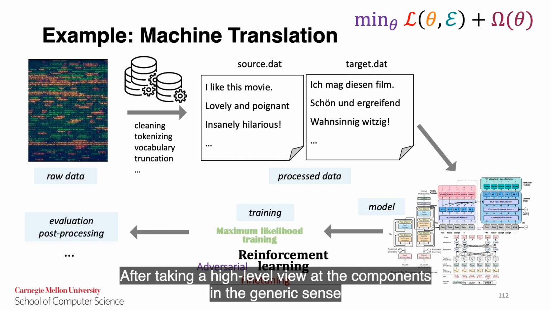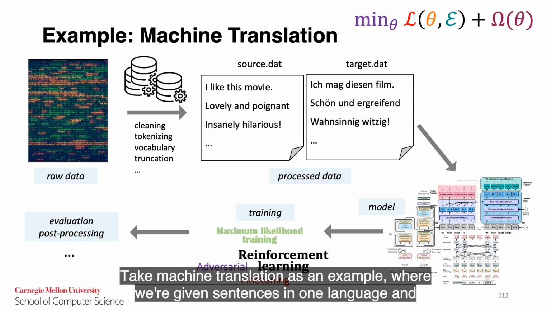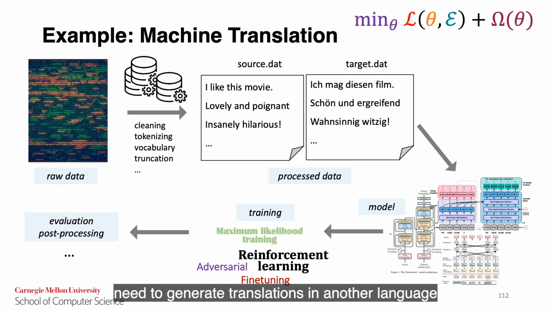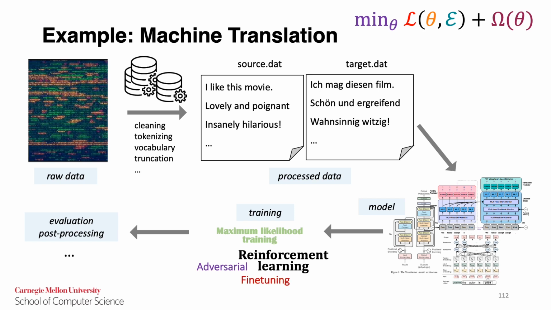After taking a high-level view at the components in the generic sense, let's now take a closer look into each of the components, specifically in the text domain. Take machine translation as an example, where we're given sentences in one language and need to generate translations in another language, in this case, from English to German. We will be looking into the model and training parts, which is the core of our application.